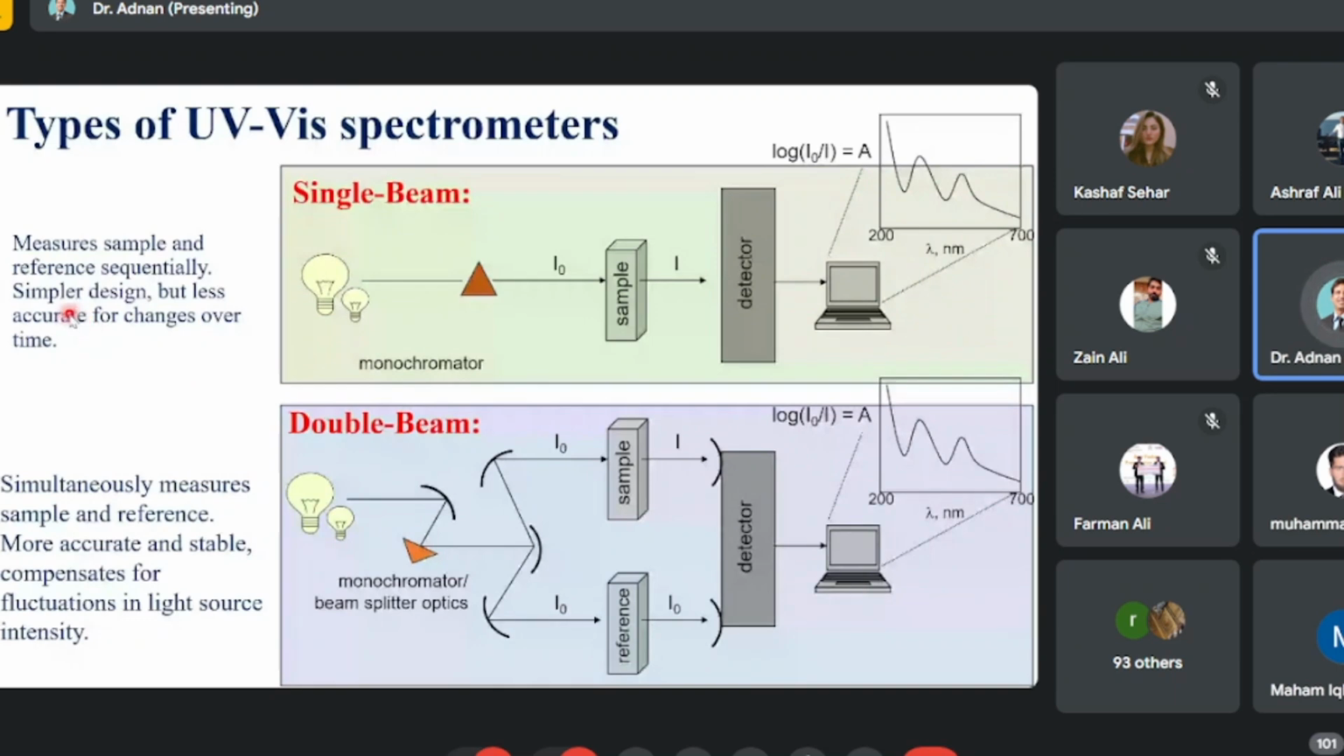The single beam measures the sample and reference sequentially. It has a simpler design but is less accurate for changes over time, because first you have to keep the reference and then the sample, and it also takes a lot of time to analyze your samples. On the other hand, double beam measures sample and reference simultaneously, so it requires less time. It is more accurate and stable, and compensates for fluctuation in light intensity.